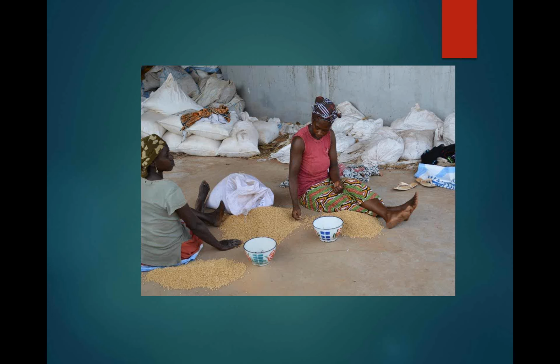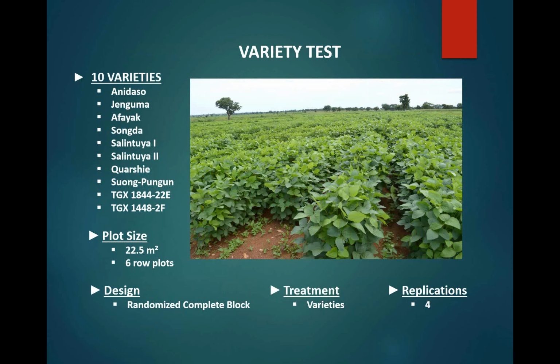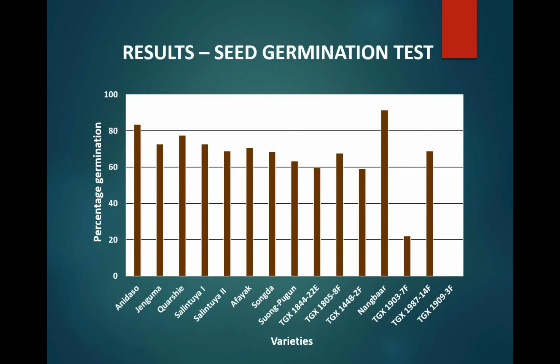Now this slide I just added this morning. This is women sorting out the seed. What I realized was that we did the seed germination tests, and the results on this slide made me let the women sort out the seed before planting. Percentage germination was very low, with the exception of Nagba and Anidaso, which were above 80%, but the rest of them were below 80%, which means that if the seeds are not sorted and planted, it's going to impact on germination and also on yield.